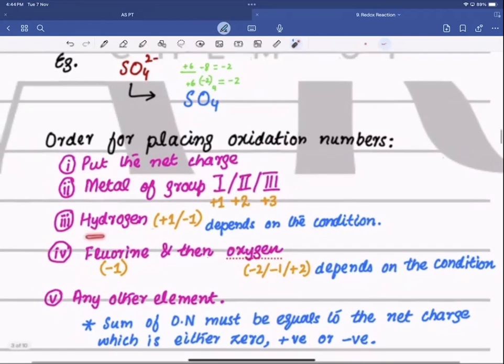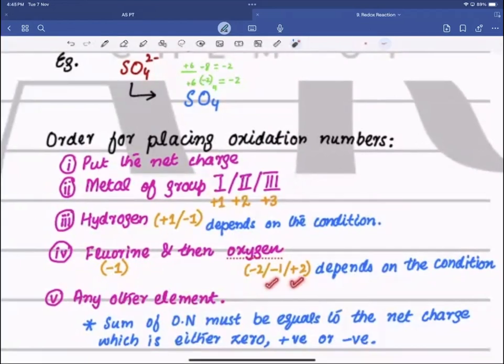Then we put the charge of hydrogen depending upon the other element, either +1 or -1. Then we put the charge of fluorine, which is -1, if fluorine is there. And if not, then oxygen. There are 3 possibilities we have seen. Usually, most of the time, its oxidation number is -2, but depending upon the conditions, as we have seen, it might turn into +2 or -1. And then, if there is any other element, we put their charges at the end.